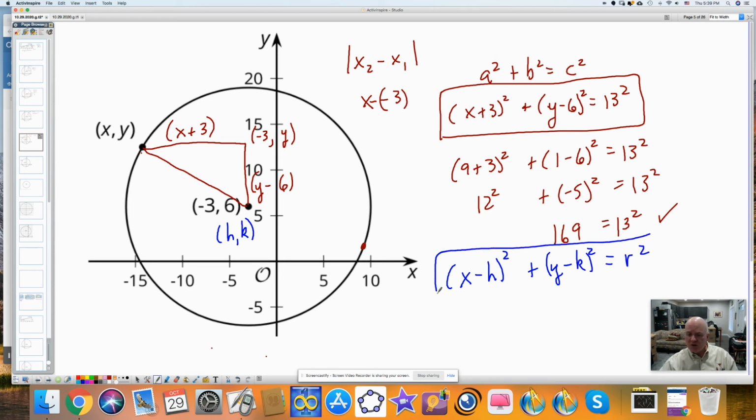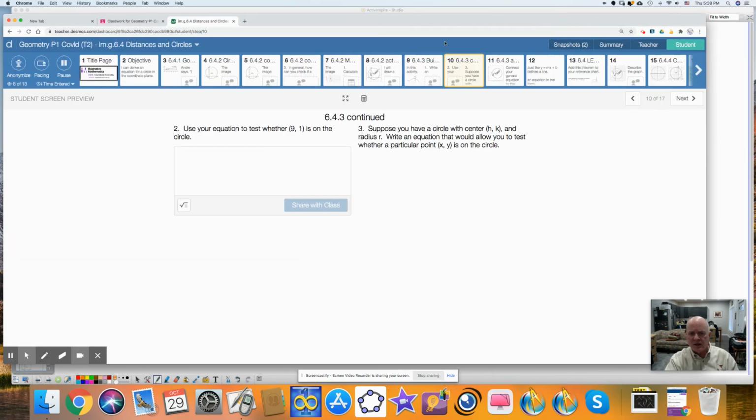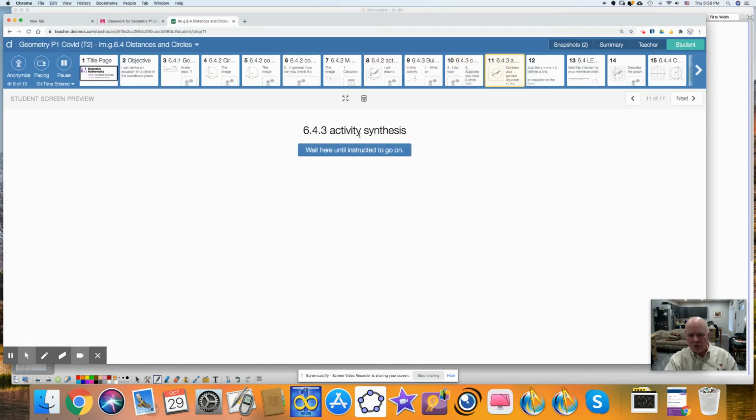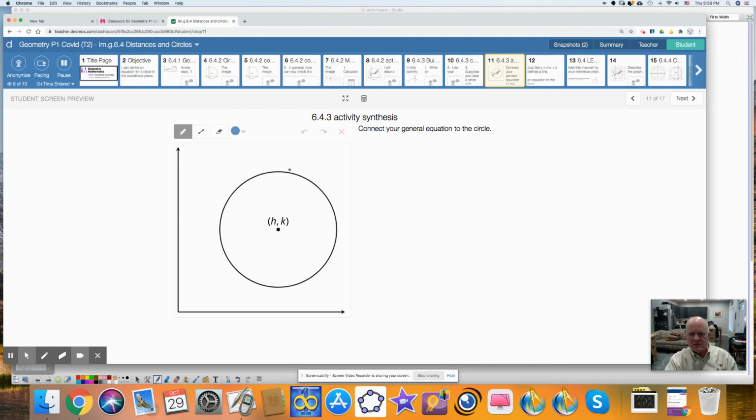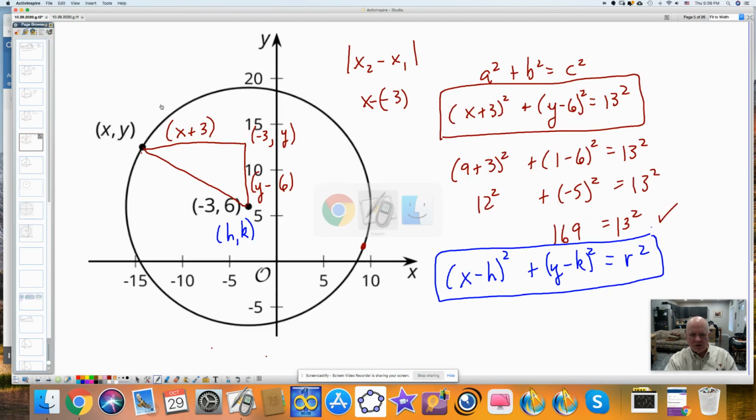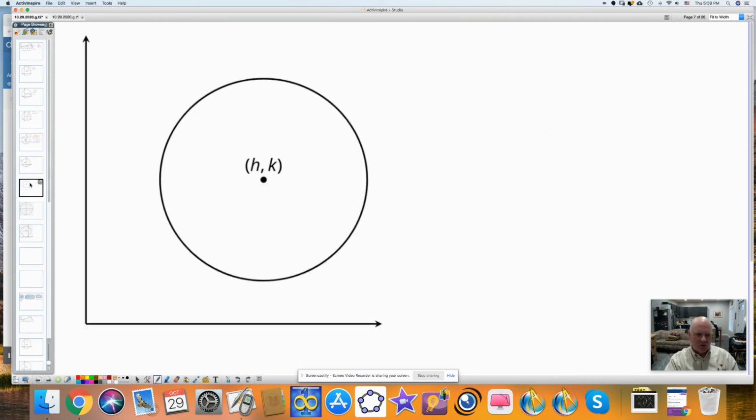This, folks, is the general equation of a circle. And we'll synthesize that in our lesson. So the activity synthesis, here we're supposed to connect this to the circle and come up with the equation. So I'll do that now. Again, I'll put my x, y on this graph.